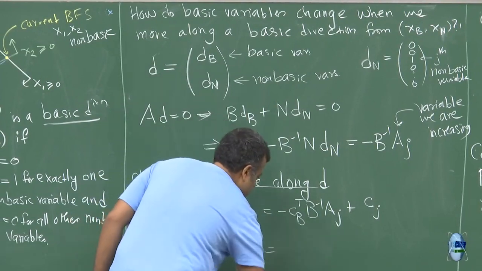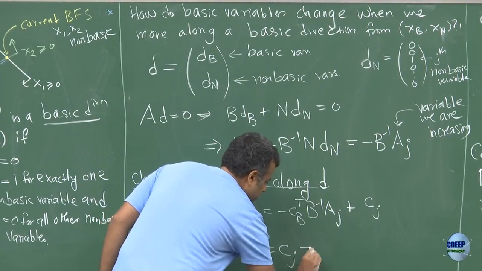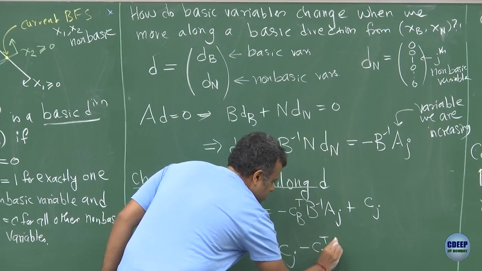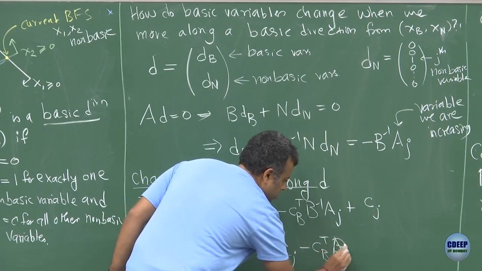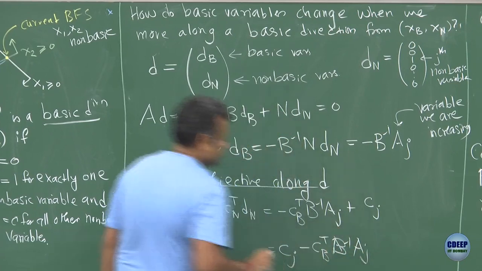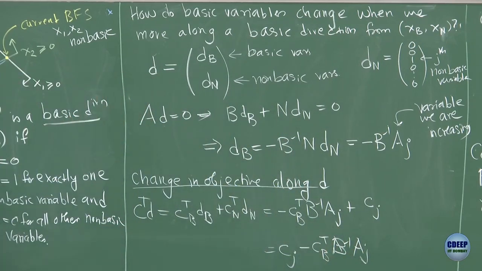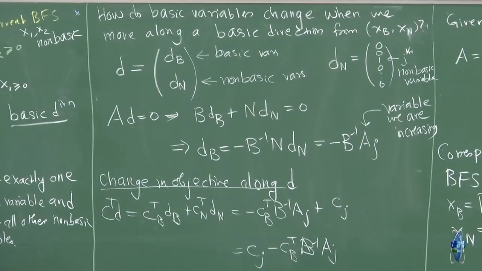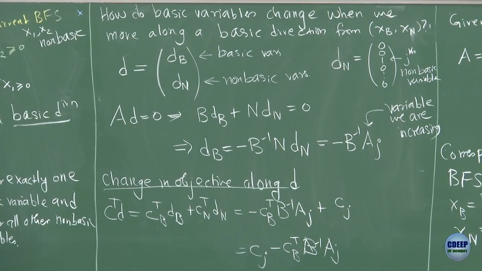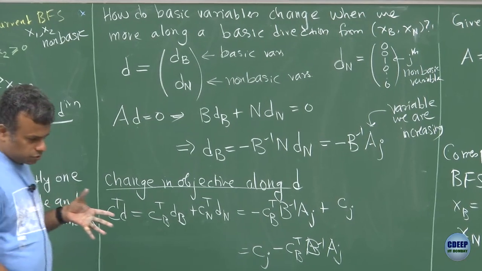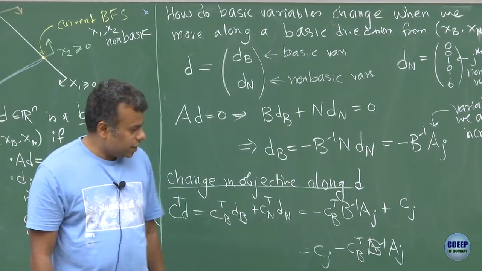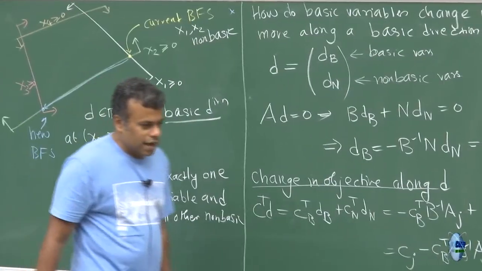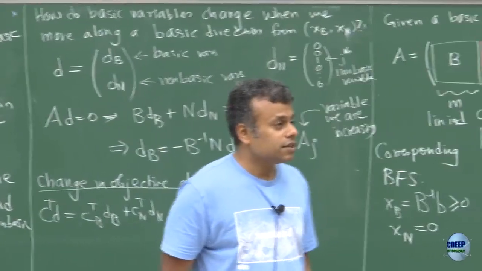So I can rewrite this as c_j minus c_B transpose B inverse A_j. Okay, so this is the change in objective value if I move from my current basic feasible solution x to x plus d. This is how the objective value changes. Now, this has a name.